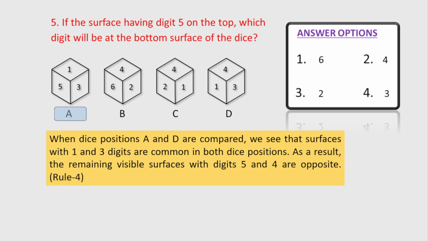When dice positions A and D are compared, we see that surfaces with 1 and 3 digits are common in both dice positions. As a result, the remaining visible surfaces with digits 5 and 4 are opposite.